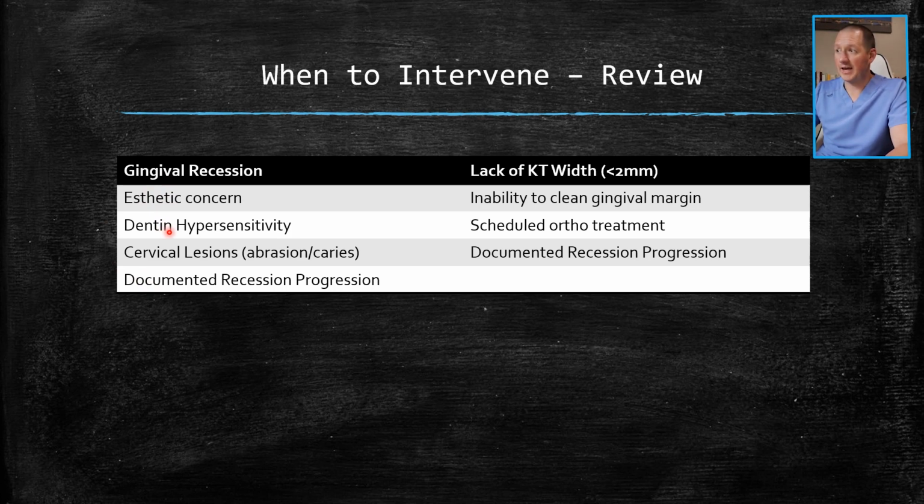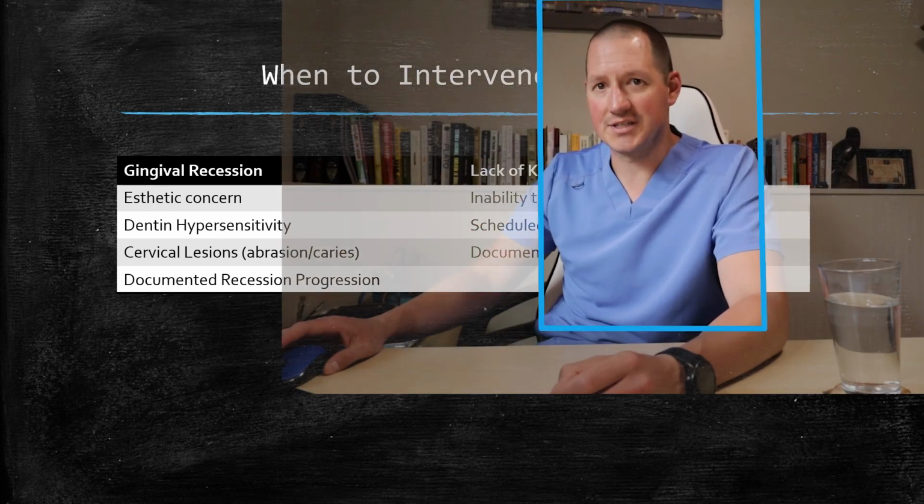Lack of KT width, again, same thing here. Just because they have lack of KT, less than 2 millimeters of KT, doesn't mean that it's going to be an issue. But if I start to see the inability to clean the gingival margin, uncontrolled inflammation, that's something for me that I would say we need to treat this and intervene. If they have a scheduled orthodontic treatment with a lack of KT, again, I'm going to highly recommend that we treat that as well. And finally, a documented recession progression with a lack of KT, that's something where I'm going to say, yep, you know what? We need to go ahead and intervene and treat this as well.